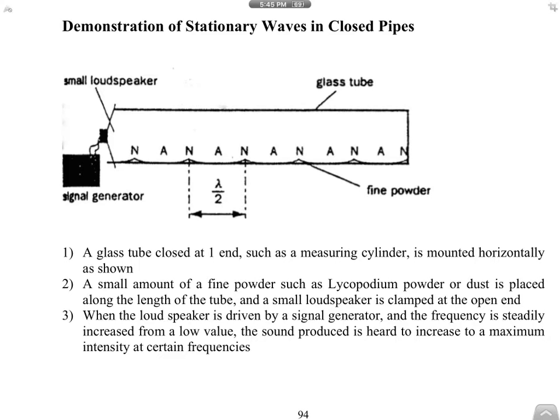And if you want to see the pattern, you can sprinkle lycopodium powder or dust, which is very fine, as long as it's very fine and easy to move. When the stationary waves occur, you will see the powders will form what they call heaps at certain positions. So these heaps of dust or heaps of powder will be where the nodes are. So why would the nodes form the heaps of dust or heaps of powder?